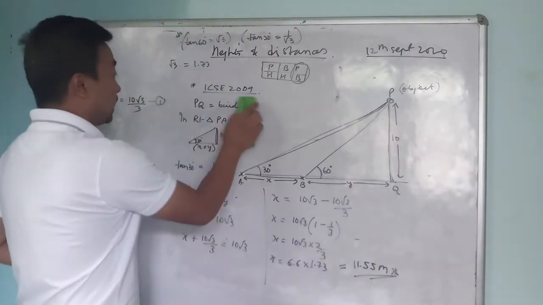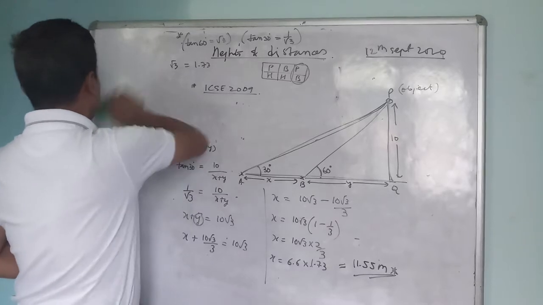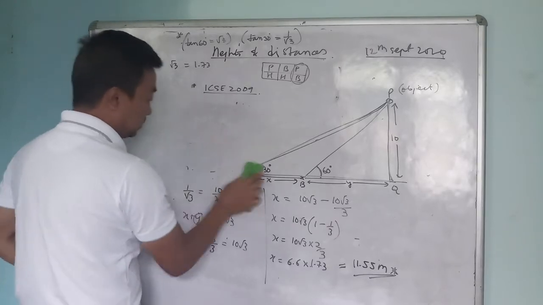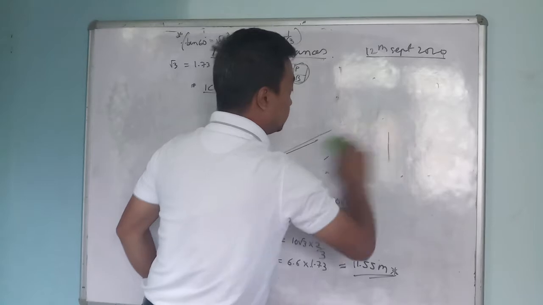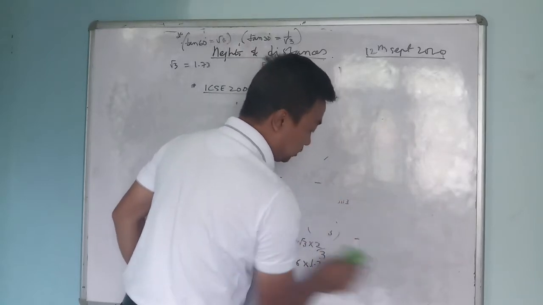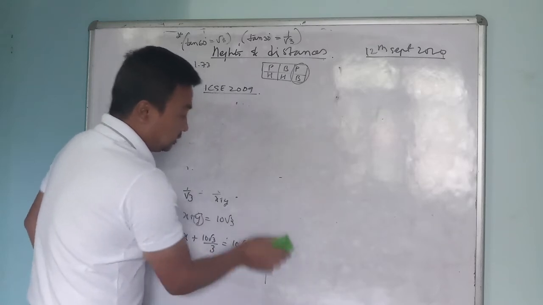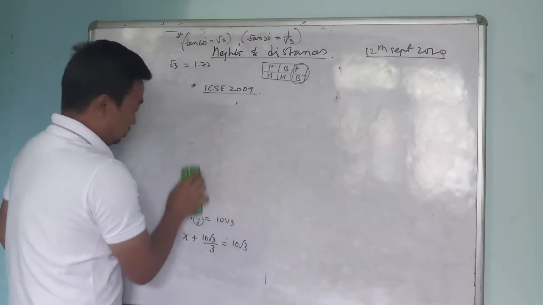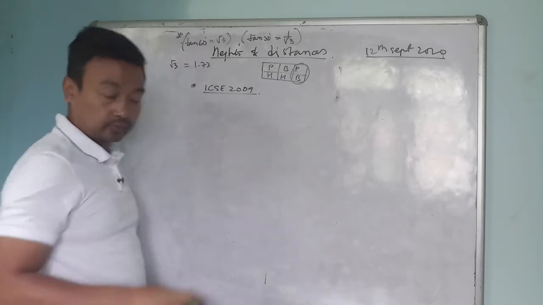Now next, ICSE 2010, I am not going to solve it because there the standard angle is not given, and mostly when the angle is not standard, like standard angles are 30 degrees, 45 degrees, 60 degrees. So the angles when it is not standard, it does not come in the ICSE. Now it is out of the syllabus.